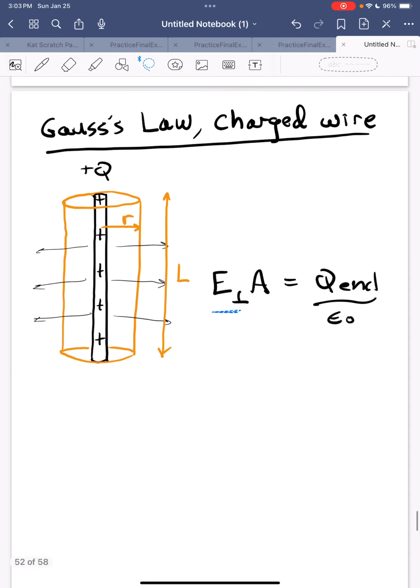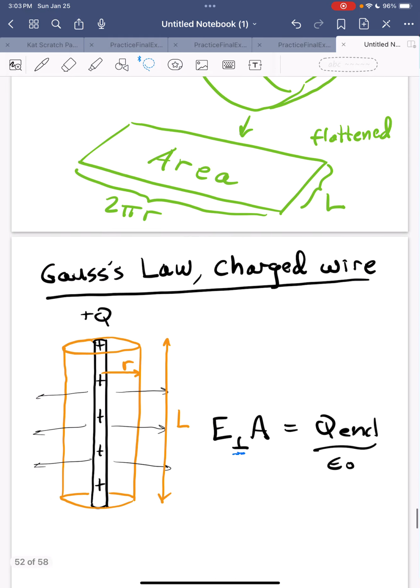Gauss's law is E perpendicular times A equals Q enclosed divided by epsilon naught. And remember, what we're trying to do is solve for the electric field. This is E perpendicular, represented by the perpendicular sign there. That means that all of the field lines are penetrating the surface in a 90-degree manner, which we set up with this cylinder that we talked about in the previous slide.